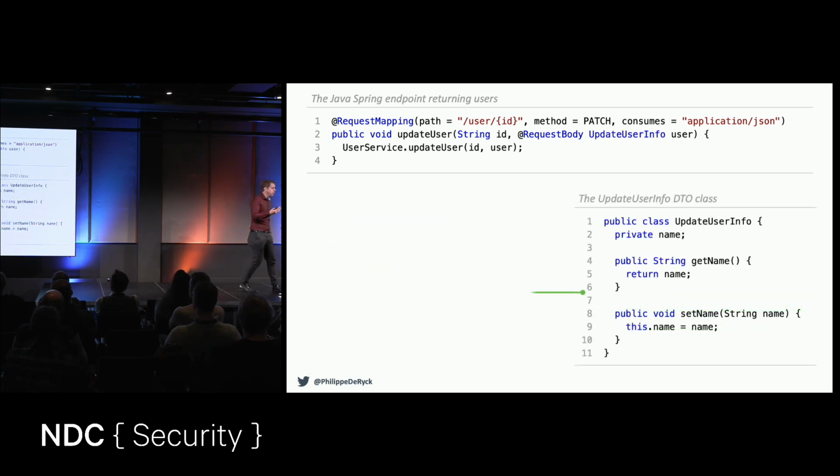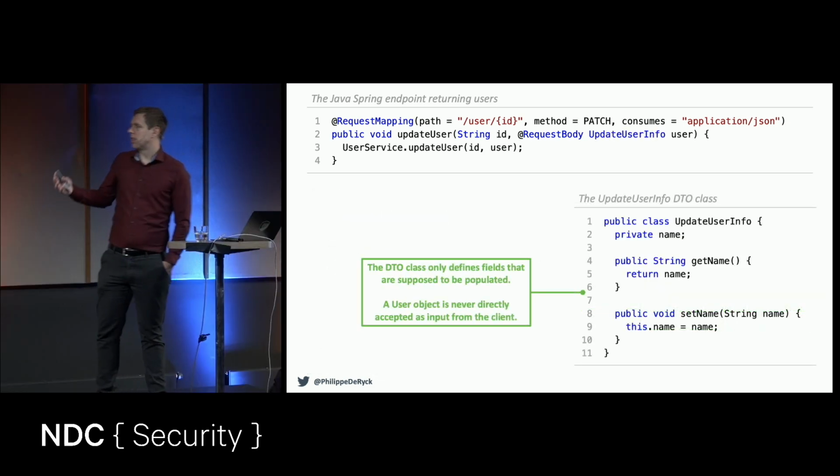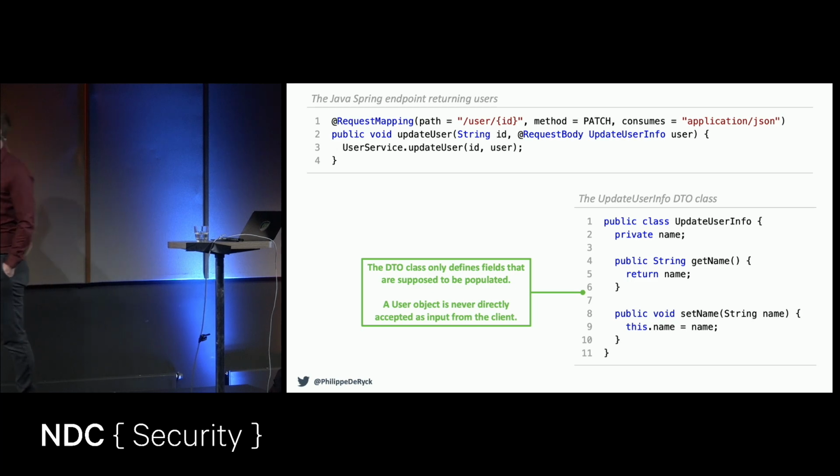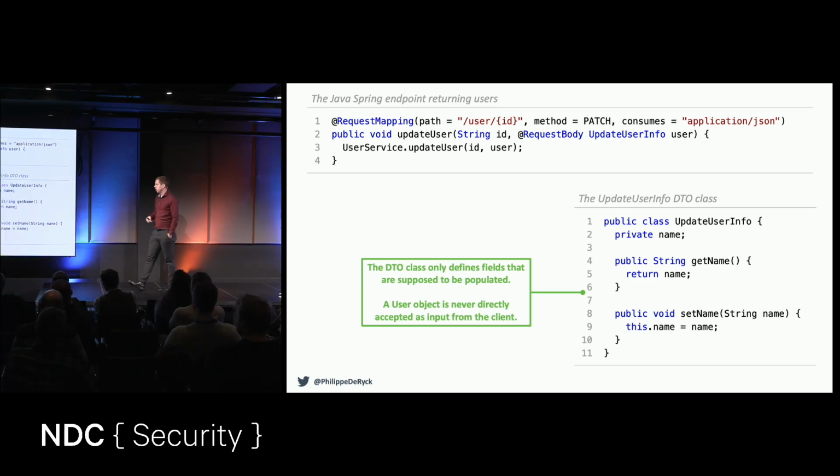So why don't we use, again, a DTO class like this one, where we have update user info, and we only provide a name field. There's no way to smuggle additional JSON into this approach, and it kind of solves the problem by design. Yes, it takes a little bit more effort, but it's really, really worth it.